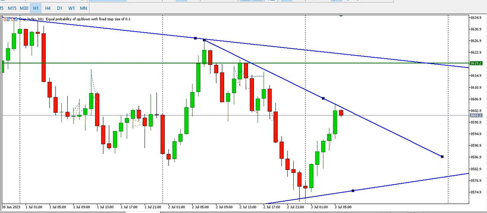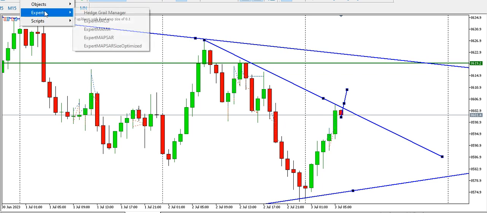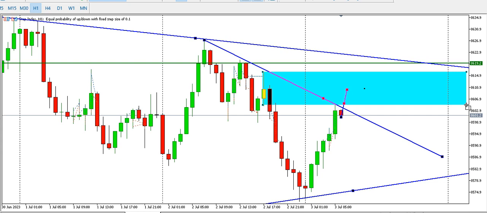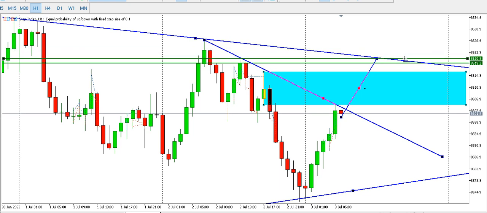All right, but with a break above this descending trend line, which is likely, we might see price poke into this particular order block to find supply, or find resistance. Price might enter into this order block, or price might rise to our possible target at the 8619 level, or possibly get higher to the 8620 level where we have the descending trend line.